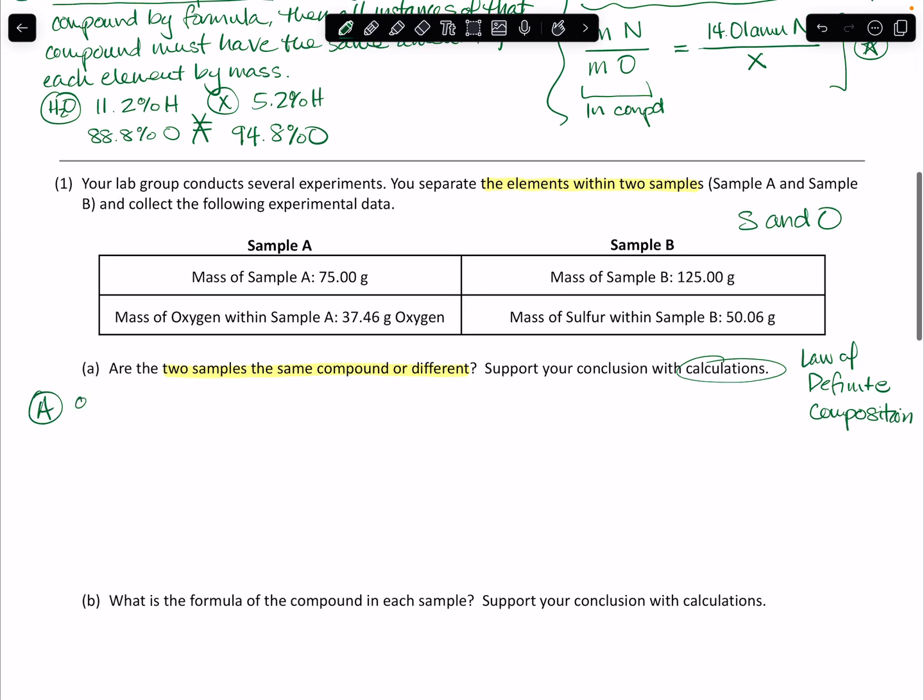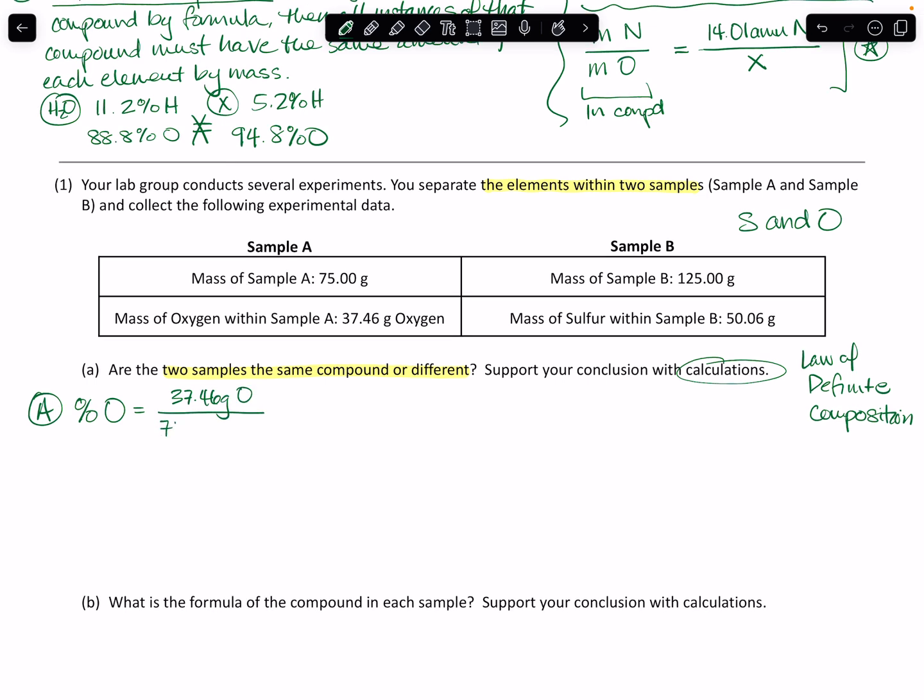All right, I know the mass of oxygen, so I can find the percent of oxygen. Remember, a percentage is just part divided by whole. So in this case, the amount of your element, 37.46 grams, divided by the mass of the whole sample, which is 75 grams. And then you multiply that by 100%, and we're going to get a percentage here of 49.95% oxygen.